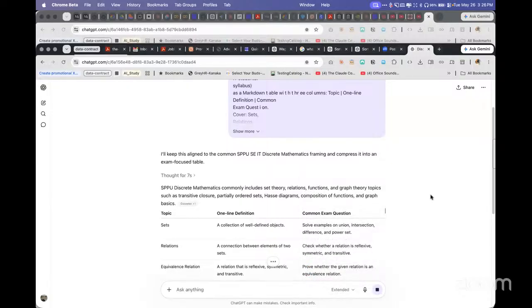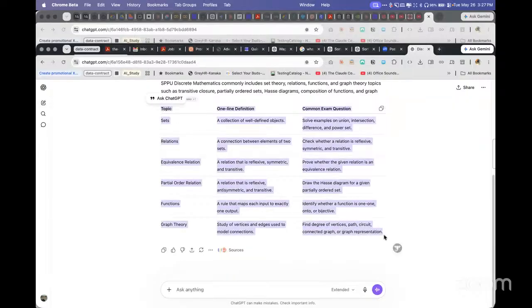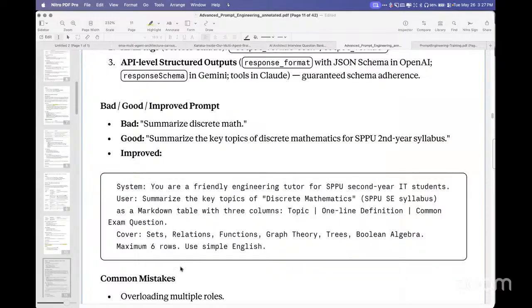So if we see here, the output given is exactly what we want: topic, one line definition, and common exam question. For example, set: a collection of well-defined objects, and solved examples of union, intersection, difference. This way we have told the LLM in advance exactly what output format we want, and we have also given that output format instruction in our prompt.